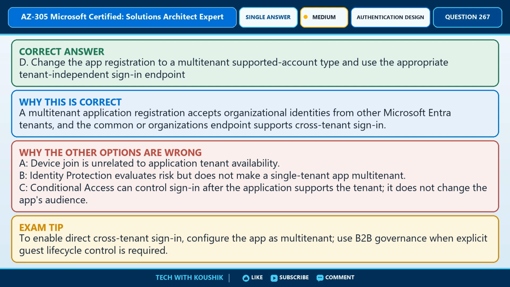This is correct because a multi-tenant application registration accepts organizational identities from other Microsoft Entra tenants, and the common or organizations endpoint supports cross-tenant sign-in. A. Device join is unrelated to application tenant availability. B. Identity Protection evaluates risk, but does not make a single-tenant app multi-tenant. C. Conditional Access can control sign-in after the application supports the tenant. It does not change the app's audience. Exam tip. To enable direct cross-tenant sign-in, configure the app as multi-tenant. Use B2B governance when explicit guest lifecycle control is required.